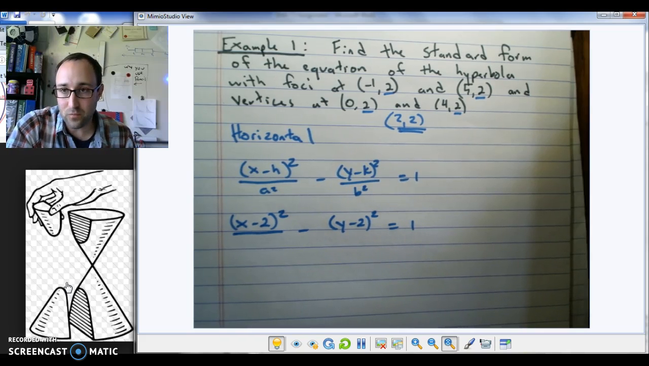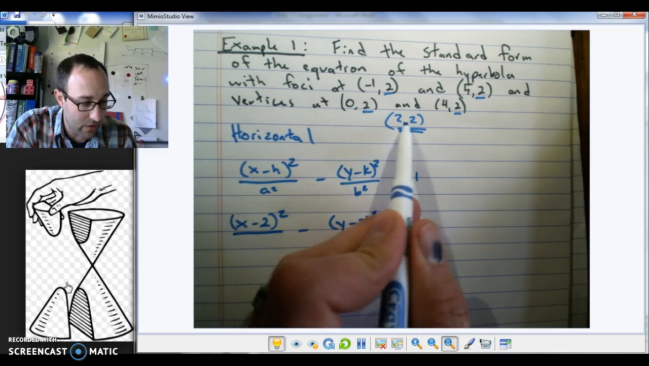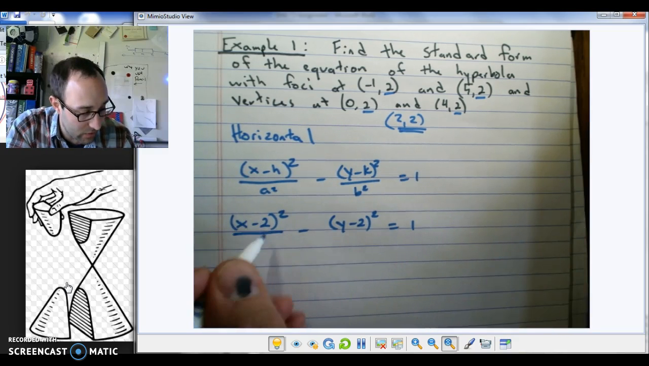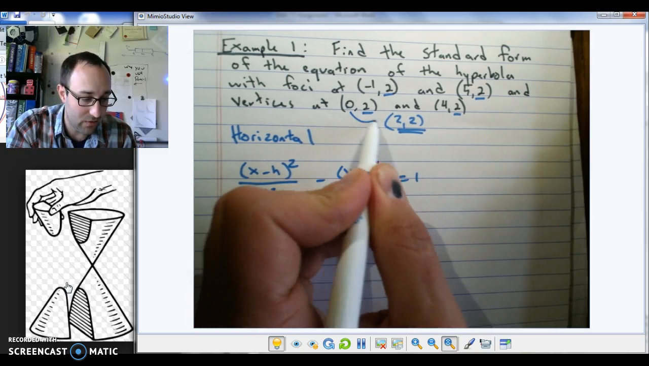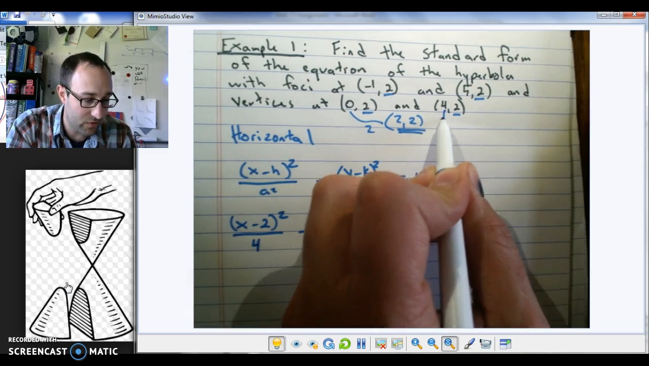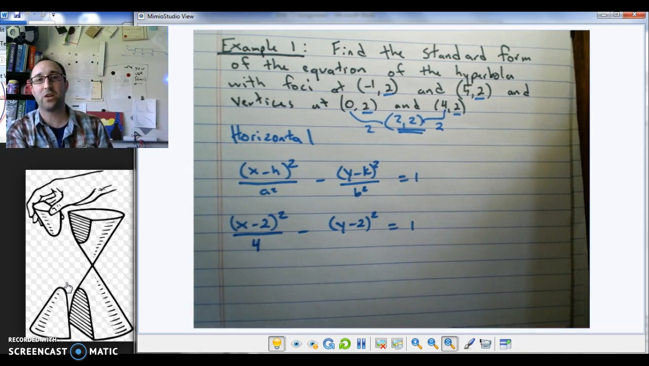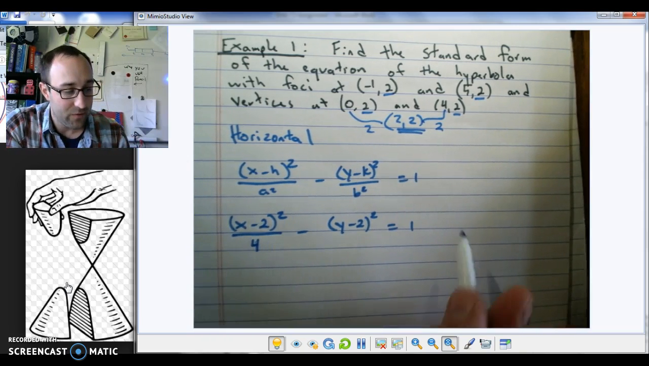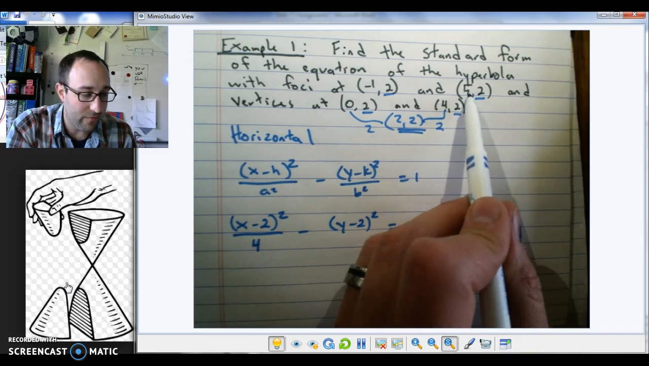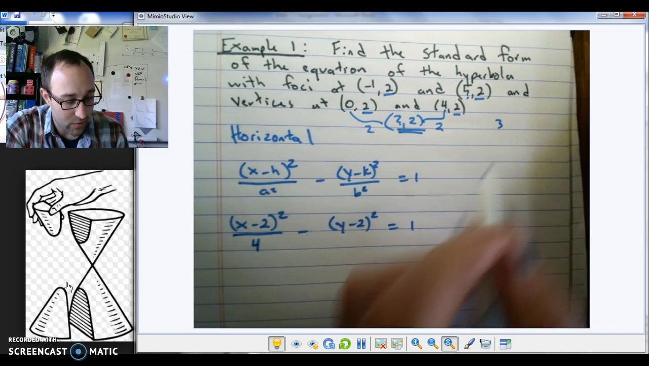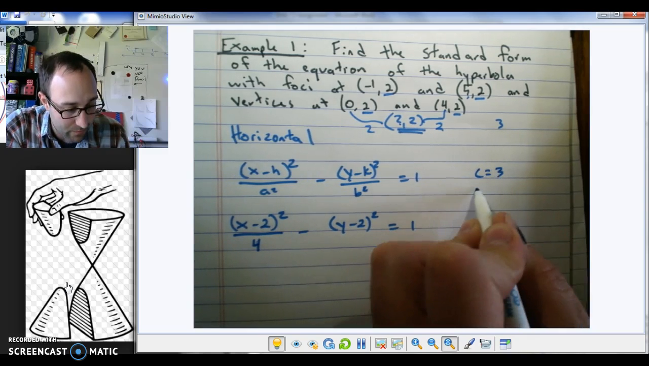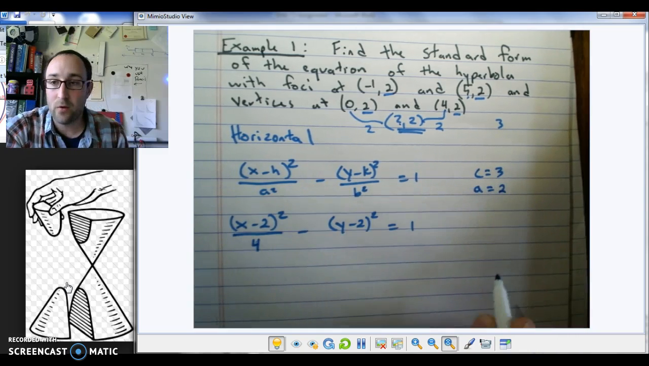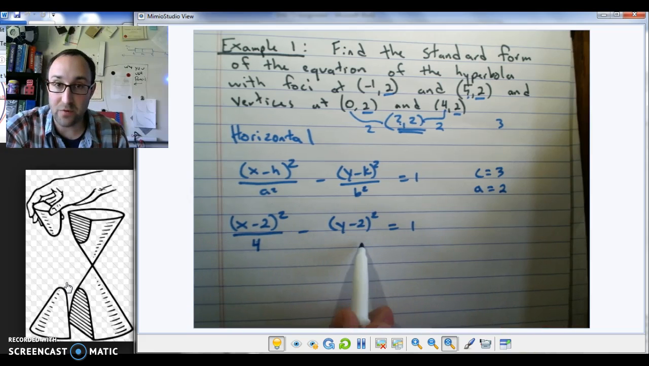All right. Next, do we know how far away the vertices are from my center? They are 2 away, so 2 squared is going to be 4. From (0, 2) to (2, 2) is going to be a distance of 2, and from (2, 2) to (4, 2) is also a distance of 2, just as a double check. That works out. All right, do I know how far away my foci are? Well, from 5 to 2 is going to be 3, so I can say that c equals 3, a equals 2. We need to find b, so we can write it down here.